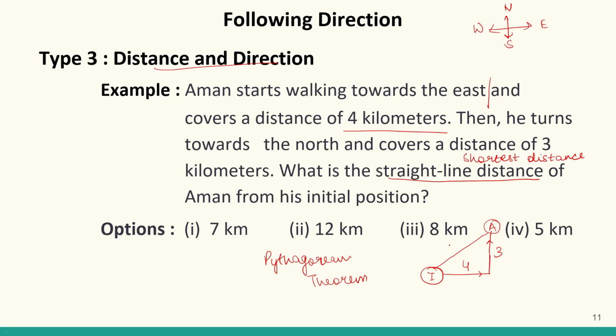So in the Pythagorean theorem, let's say this point is A dash. AI square will be equal to IA dash square plus A dash A square, right? So AI square will be equal to what? 4 square plus 3 square, that will be 16 plus 9, which will be 25. So AI will be equal to the square root of 25, which will be 5 kilometers. Very clearly. So the answer will be option number 4, 5 kilometers. So again, in distance and direction, you have to find the distance between two objects or two people. And in this question, you had to find the shortest distance.